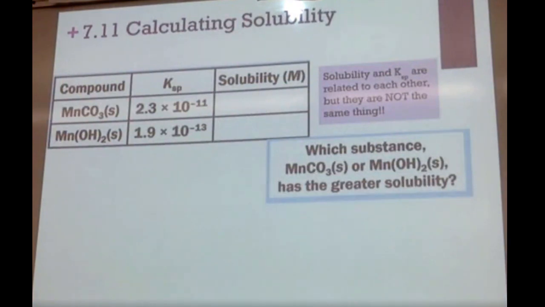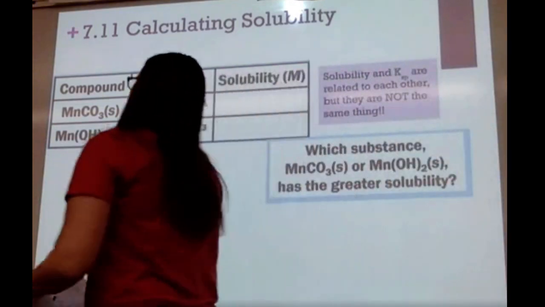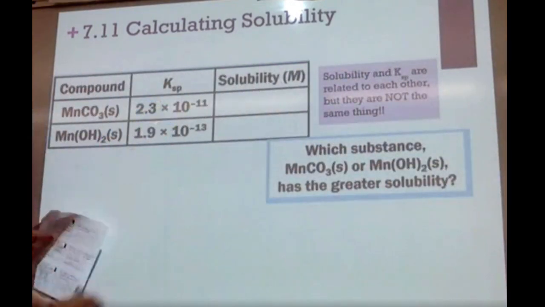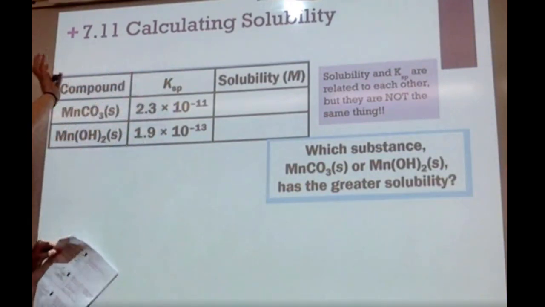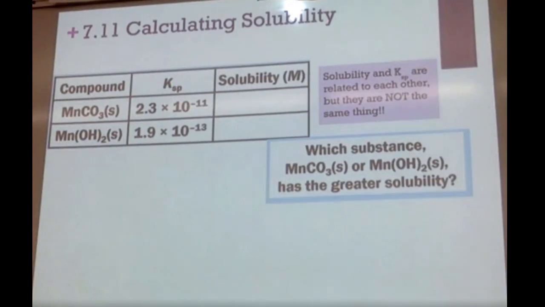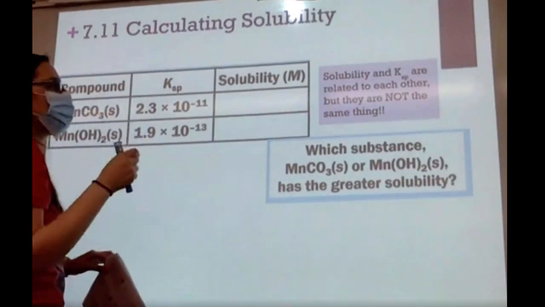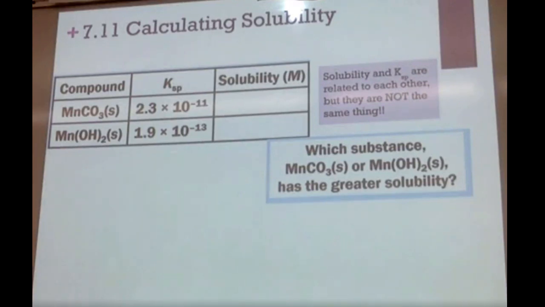So this is looking at an example of calculating solubility. KSP was the second half of our chapter 8. So when you're given KSP values, a lot of people just want to compare the KSP values and say, oh, well, this is a larger KSP, it's more soluble. But they are not the same thing. You can only compare KSP directly for solubility if the ratio of ions are the same. In this case, the ratio of ions are not the same.